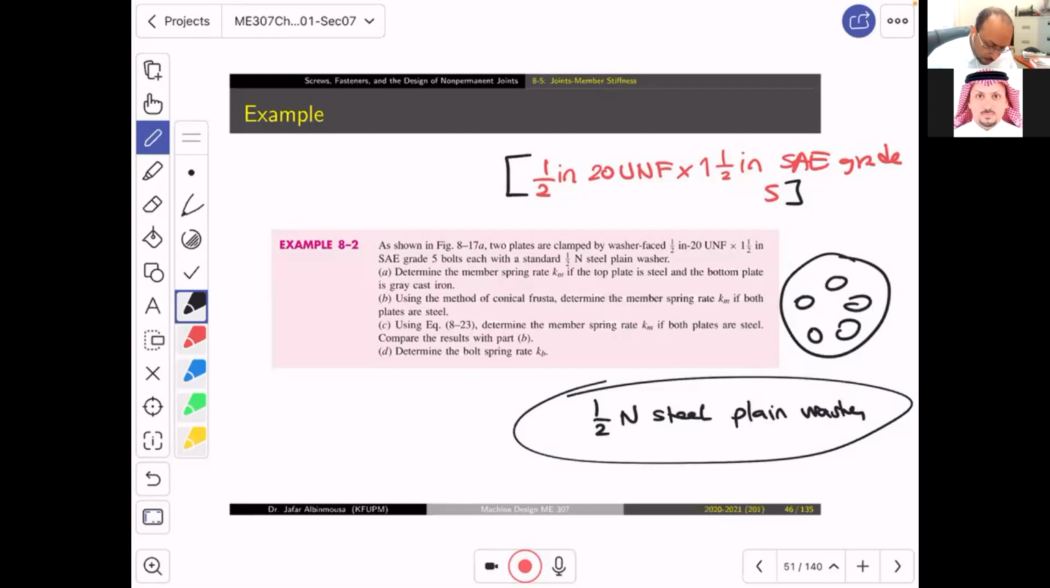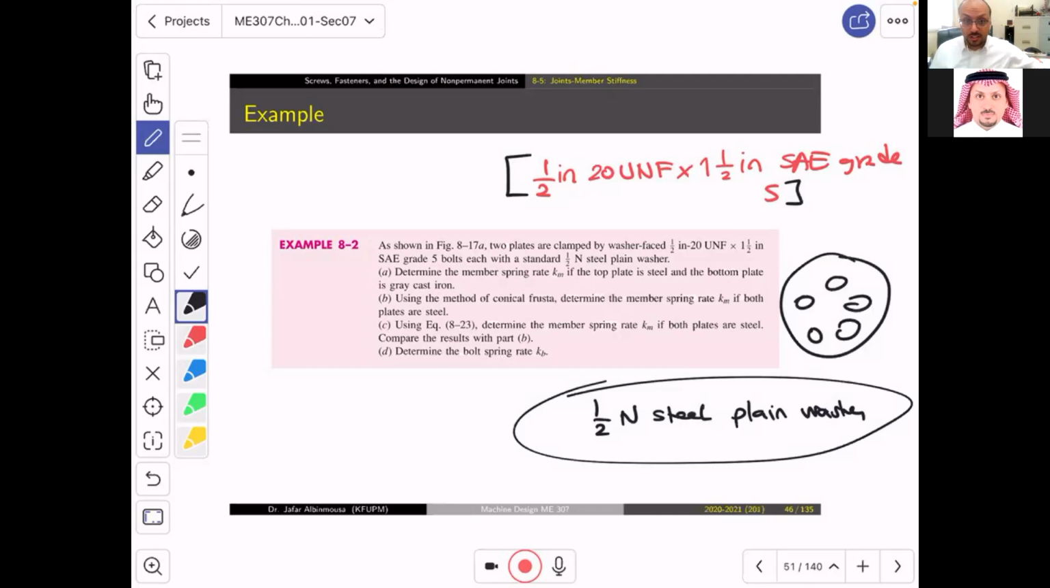Okay. If the top plate is steel and the bottom plate is a gray cast iron, you have no choice here. The one on the top is a steel. The one on the bottom is a gray cast iron. So using one single equation doesn't work anymore. And then it says, using the method of the conical frusta, determine the member spring rate, Km, if they are both made from the same steel. Both of them are made from the same steel.